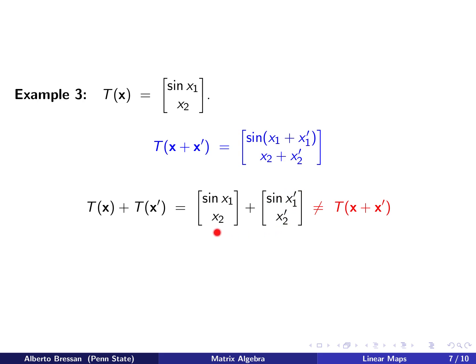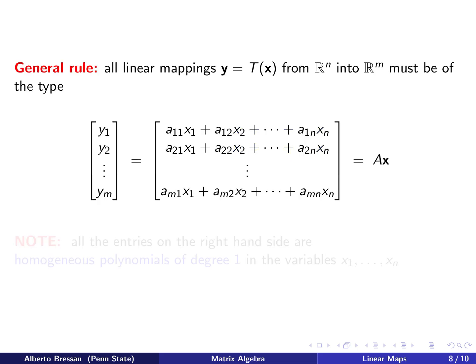And these two add up, you will have x2 plus x2 prime in the second position, and the first one will be sine x1 plus sine x1 prime. And this does not equal sine of x1 plus x1 prime. Therefore, it doesn't equal that. Okay, so these two in general are not the same, and therefore it's not a linear transformation.